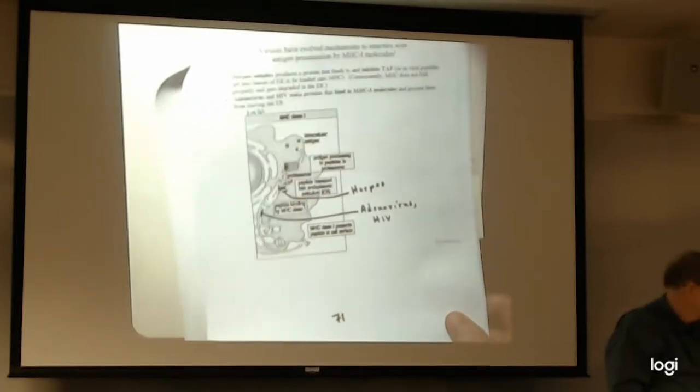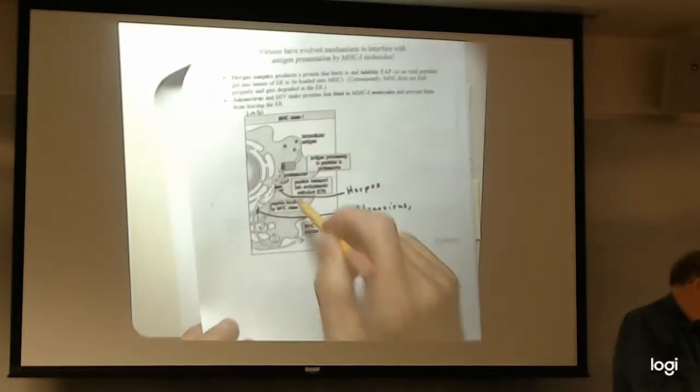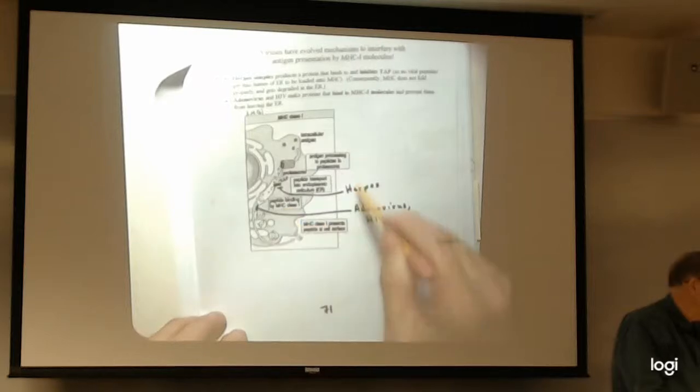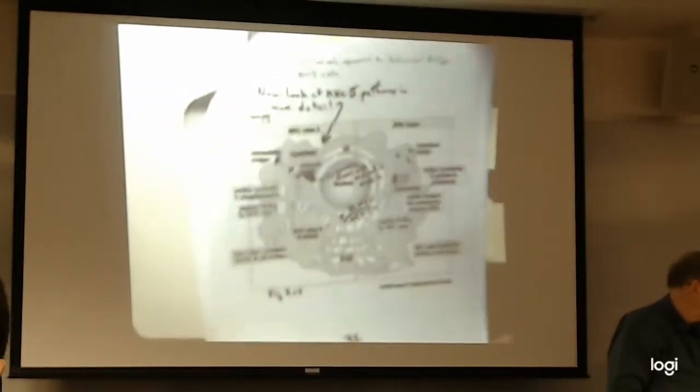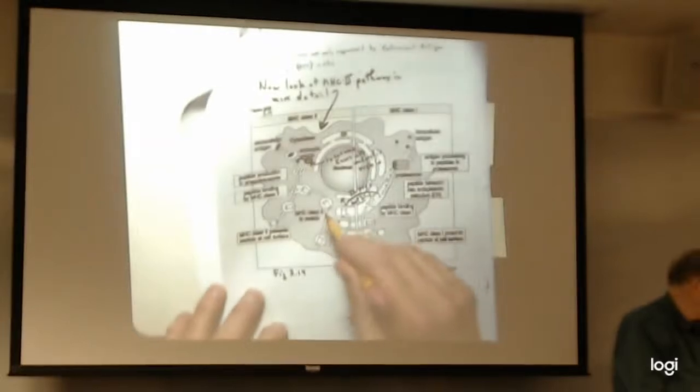Okay. We mentioned that many viruses have ways of sabotaging this process. You don't need to memorize what herpes does and what adenovirus does. And then we talked about the details of the class 2 pathway.